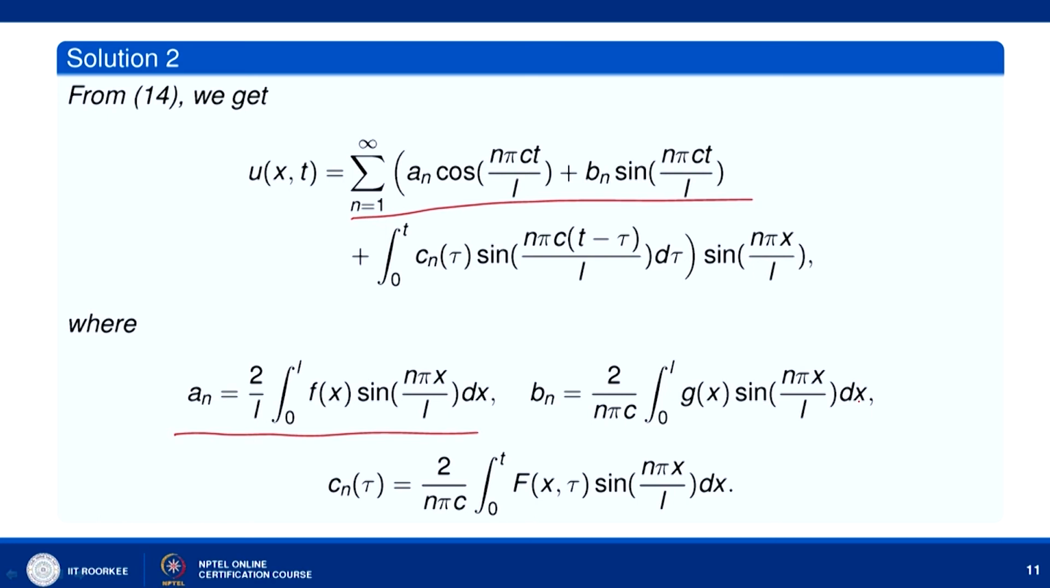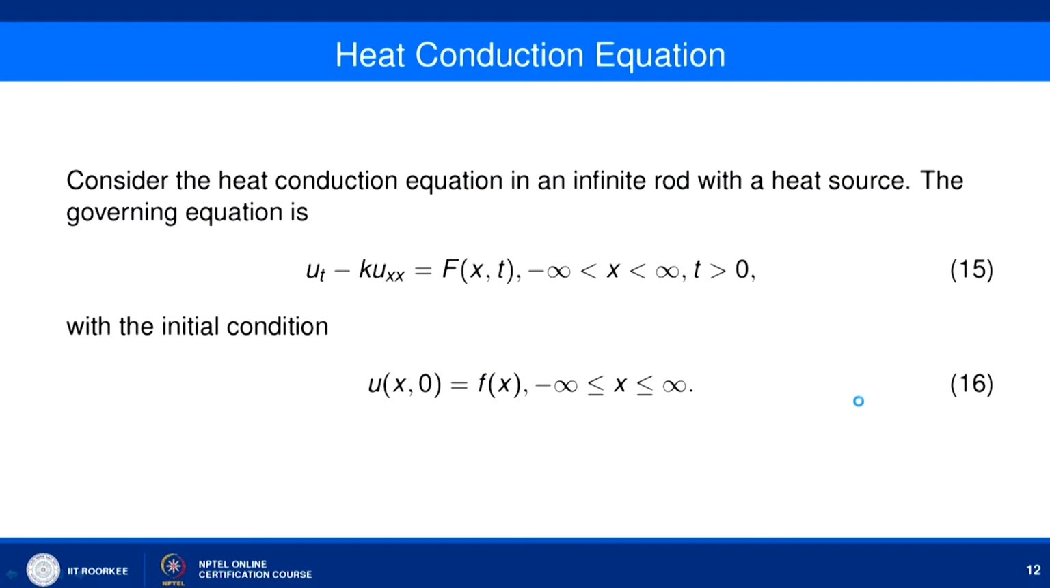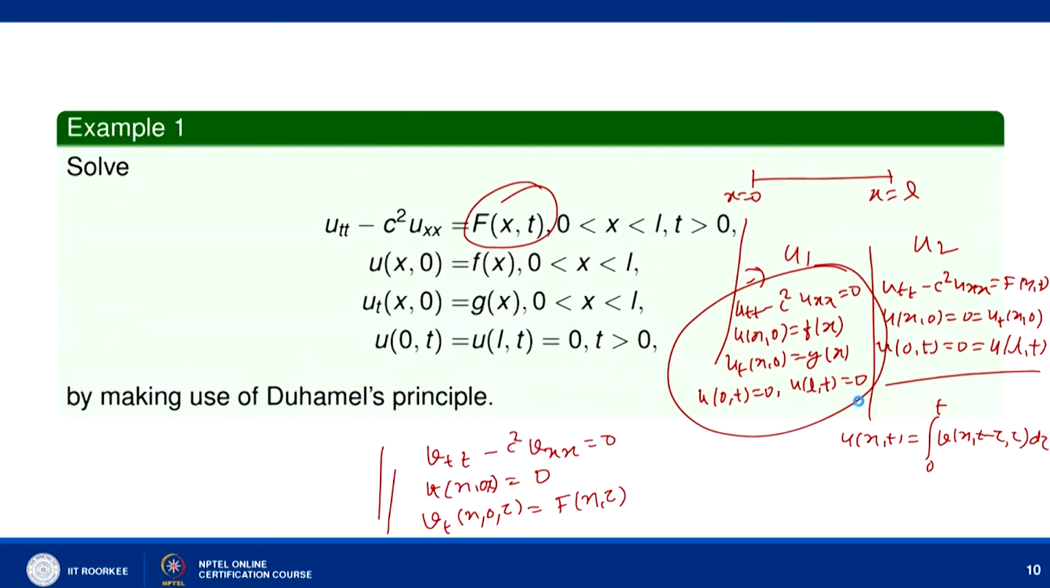Now, if you look at u2, u2 will satisfy this kind of equation. So, let us find out the solution of this. So, the solution is given as v(x,t,τ) is a solution of the summation, here let us say c_n sin(nπct/L) into sin(nπx/L).